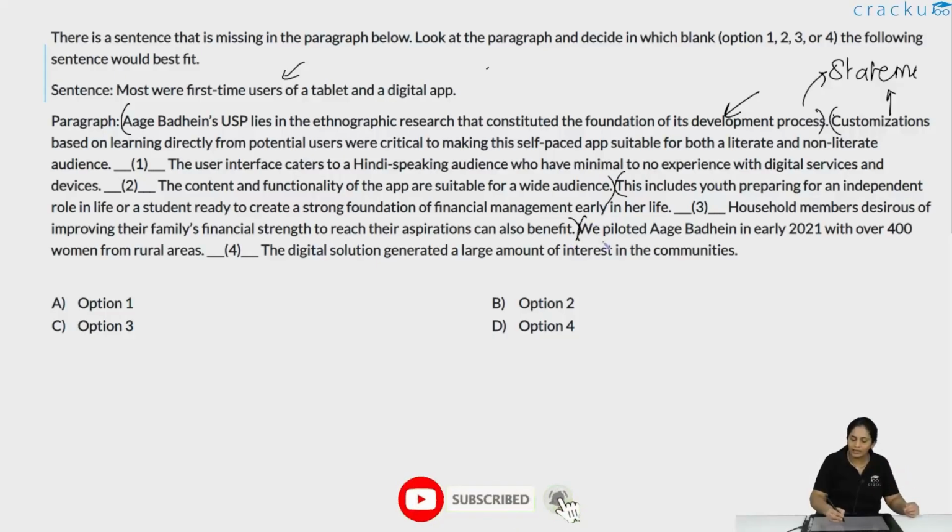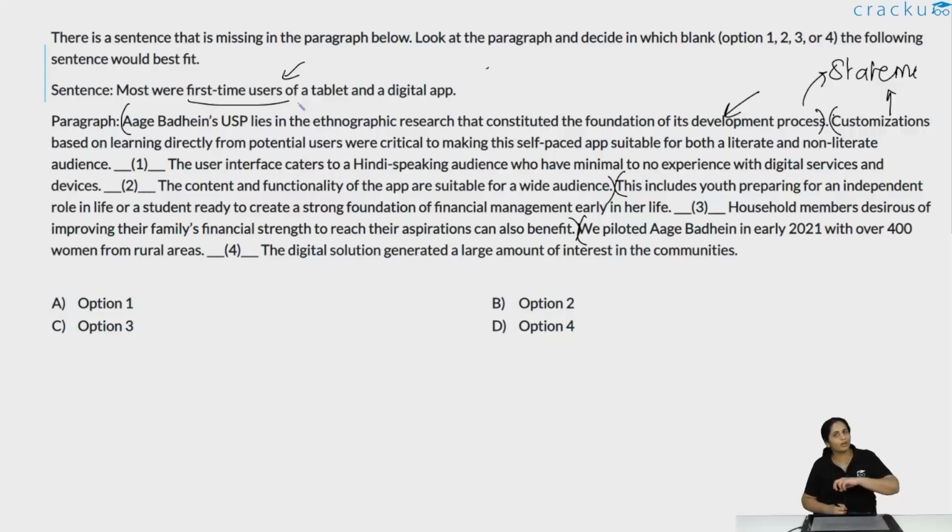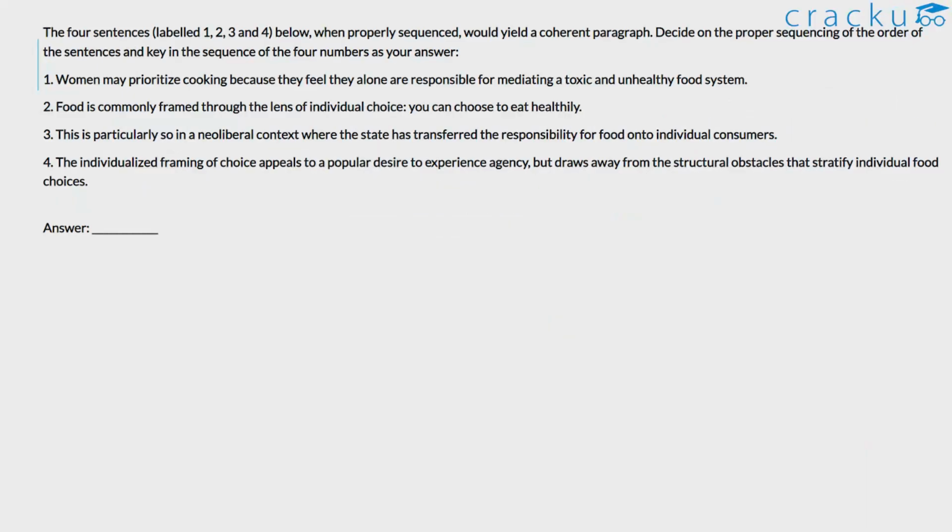Then you have a pilot program. And once you have the pilot program, only then will you have the first-time users. Till now, you would be only in the development process, with people who are giving you feedback, but now you would have first-time users. So the only place where the description of the first-time users is apt is option 4. Only there can you actually have first-time users, because till here you are only discussing the development process. So the correct option is option D.